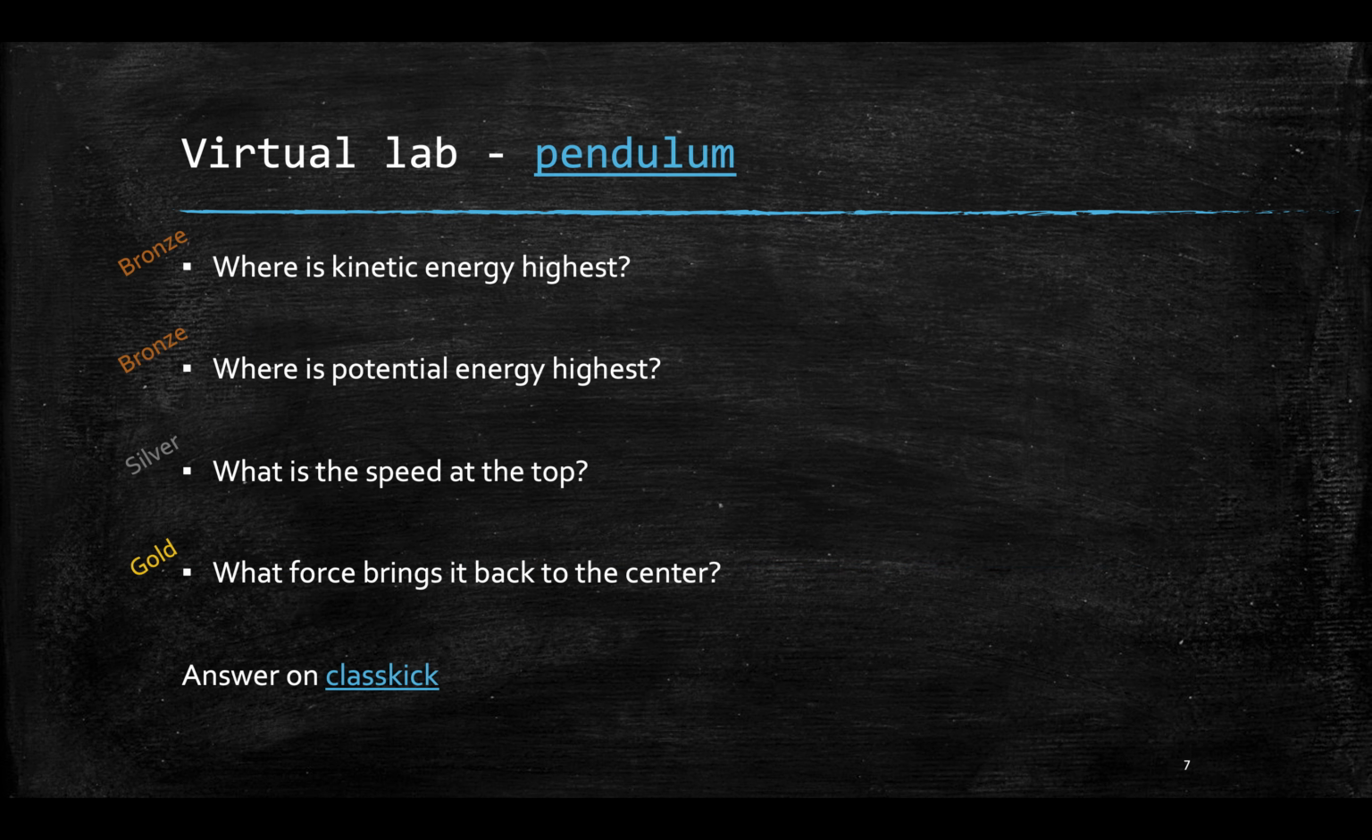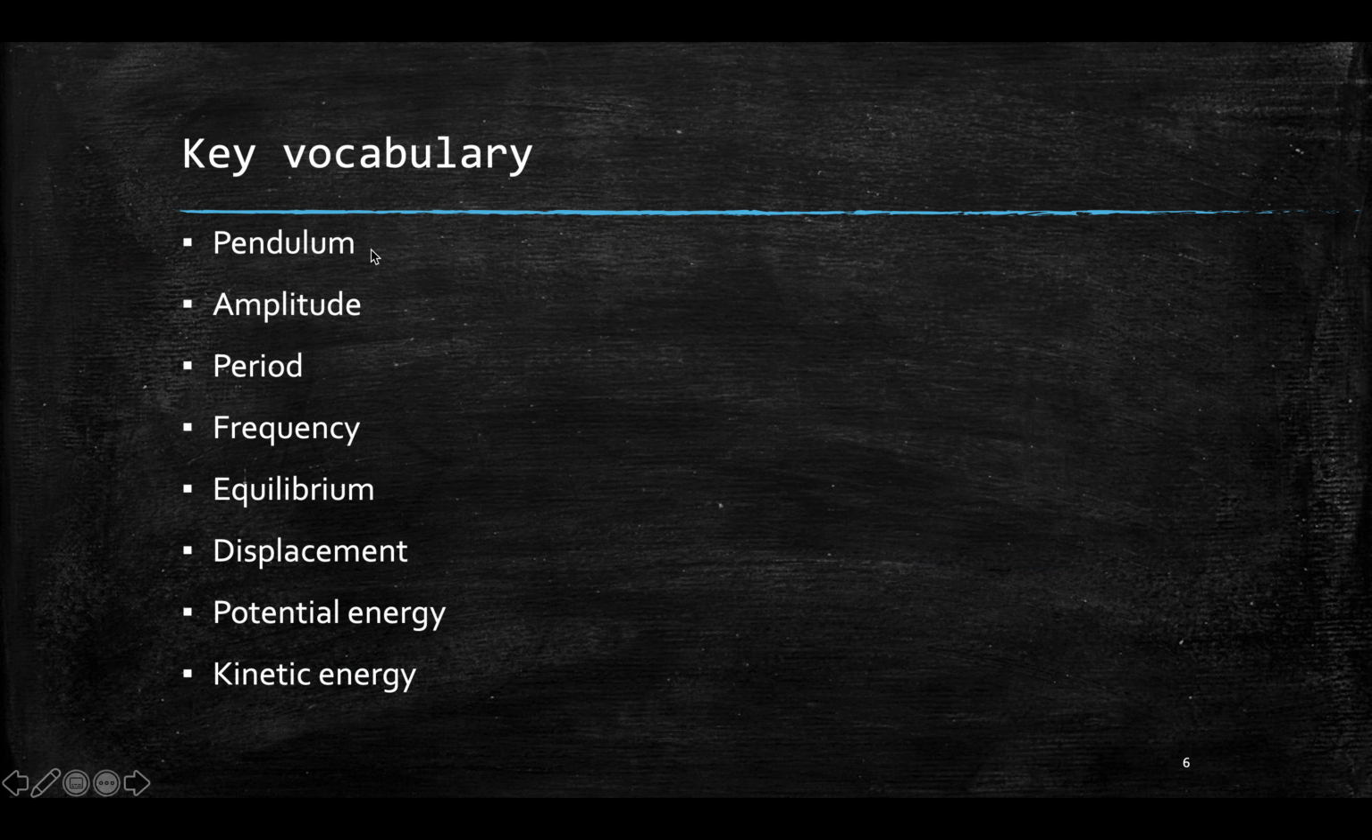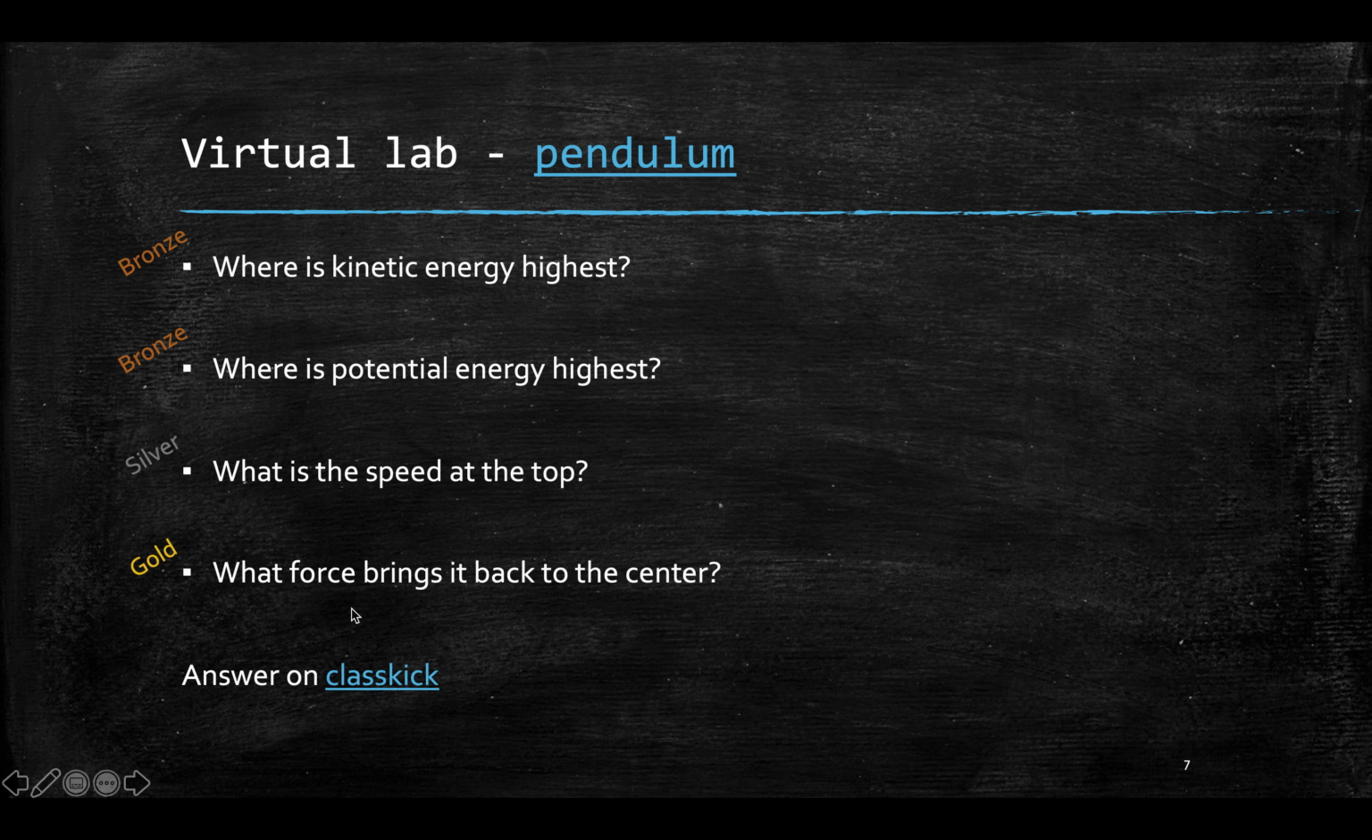So some key words on this, which you'll know from before: the pendulum itself, amplitude, the height of the wave, the period, the frequency, equilibrium. These are words that you should be familiar with.